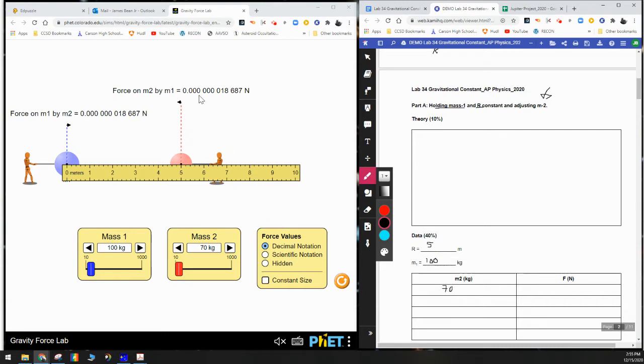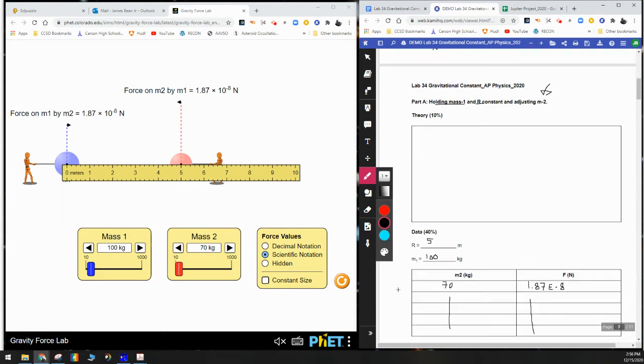Here's the force up here, and it gives us a choice: do you want decimal value, scientific notation, or do you want to hide it? Let's go ahead and just do scientific notation. I have to be careful here, because I'm going to be using an online graphing program. So it's 1.87 times 10 to the minus 8. When I write it in here, I'm going to write 1.87, then E, E minus 8. We'll go ahead and do this here, and then I'll do a couple more masses and a couple more forces.